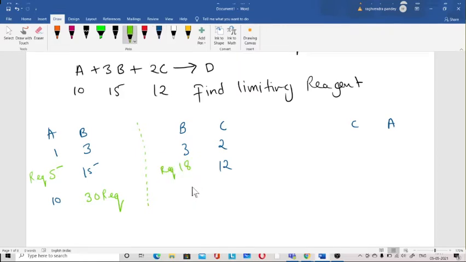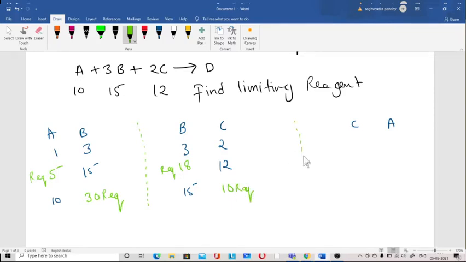Now putting the moles of B, 15 moles of B are here. So what is the requirement of C? The ratio is 3:2. So the requirement is 10. Got it? So this is the requirement of C.